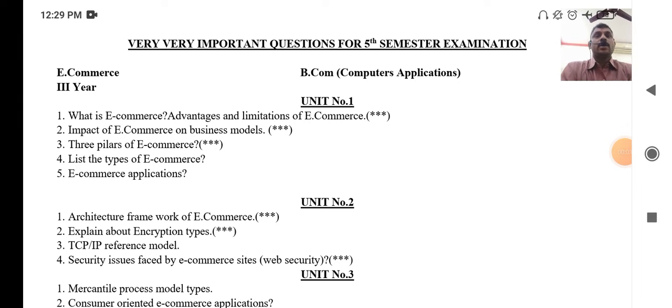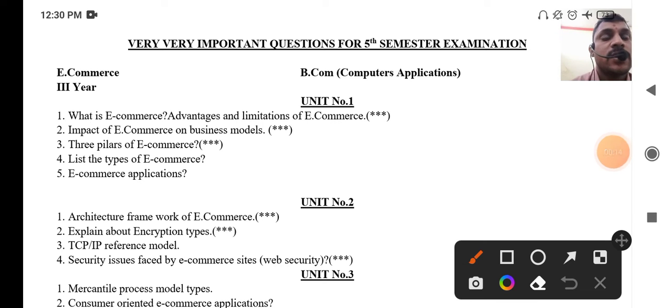Dear students, here are some very important questions in fifth semester BCom e-commerce subject. These are very important questions. The star questions are very important questions. So what are the questions I'm giving here? Almost you'll get a question paper from these questions only.